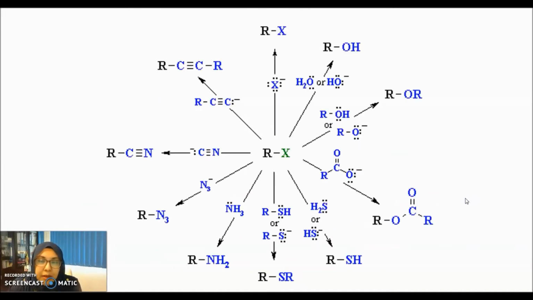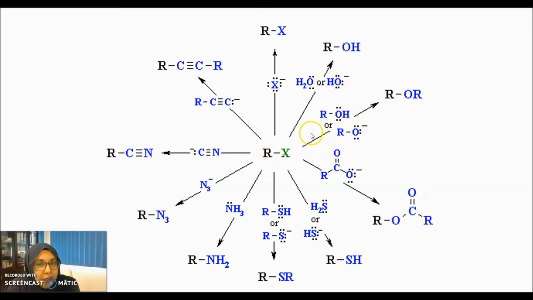This is a summary of reactions of alkyl halides where we have various nucleophiles and reactants. For example, whatever halogen we have can be changed into a new halogen atom if we react it with a halide nucleophile. We can also have alkyl halide reacting with H2O or OH minus to produce alcohol. We can also produce ether from alkyl halide.